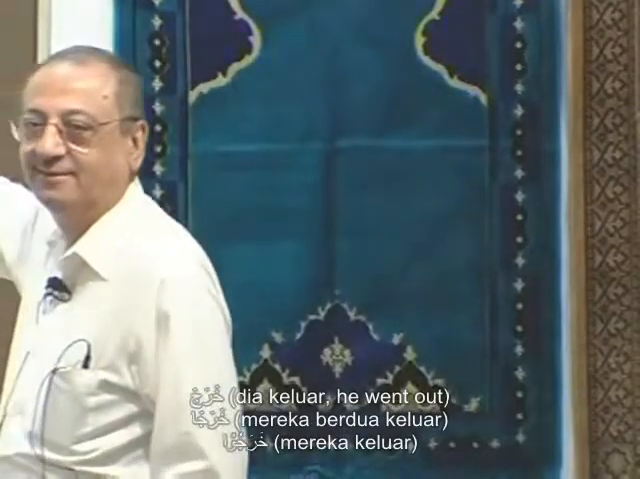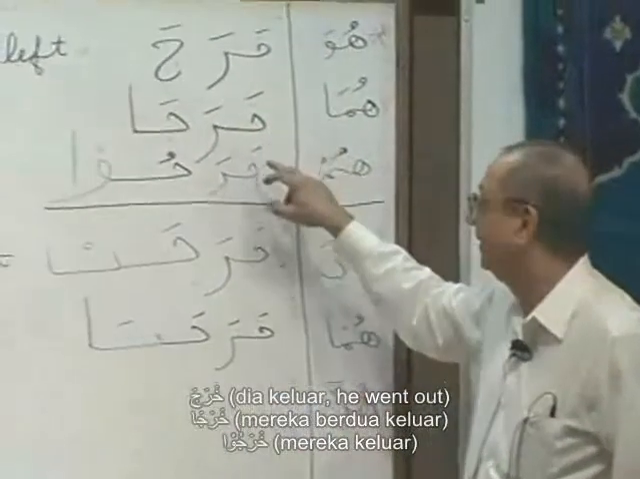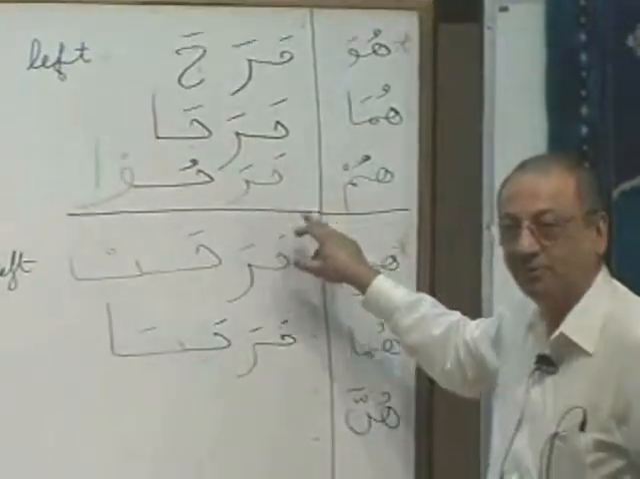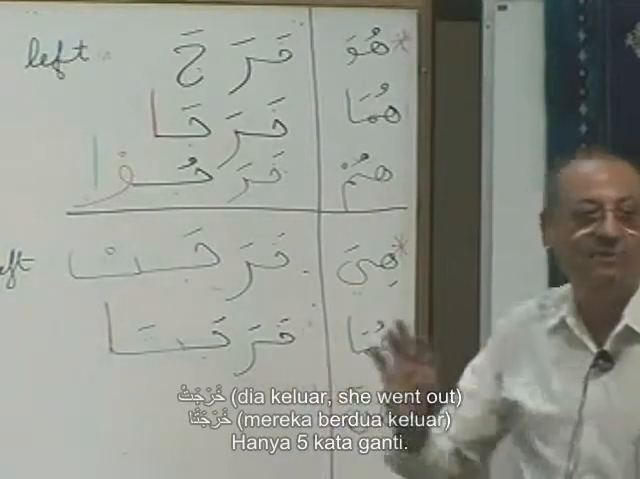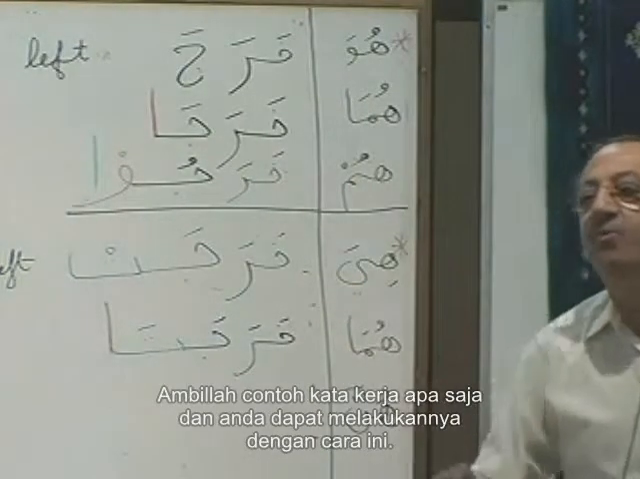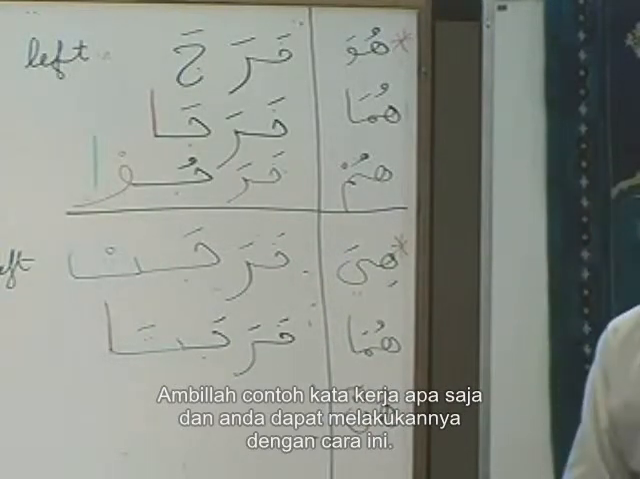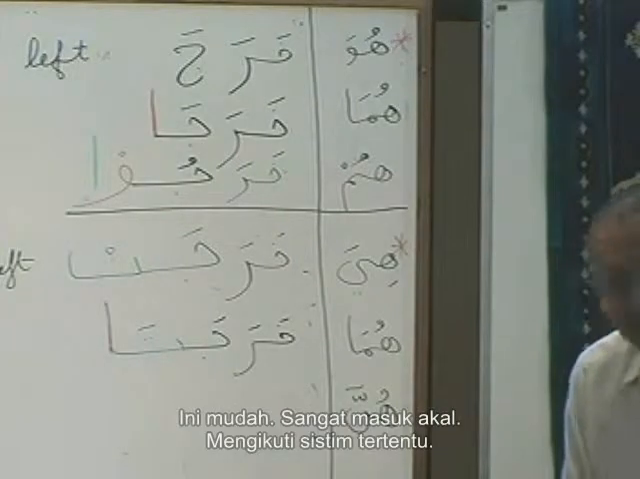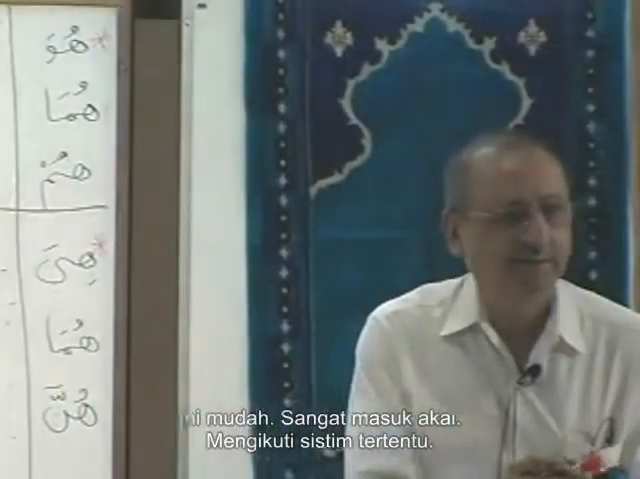Kharaja. Next one, kharaja, kharaju, kharajat, kharajata. Only five. Take any verb and you can do it this way. See, it's easy. It's so very logical. It follows a system. Okay?